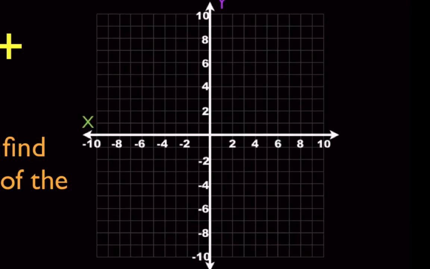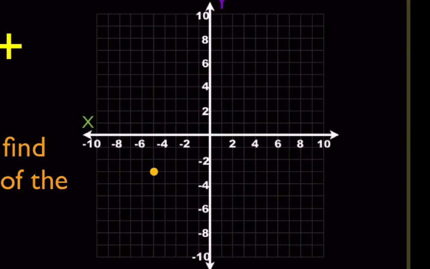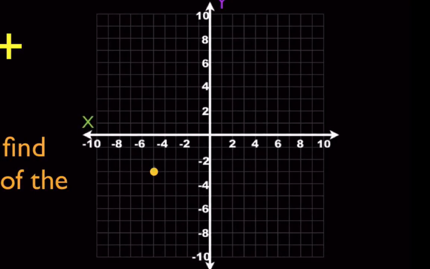All right, so what we're going to do is we're going to go ahead and get started here. So the first point you should have plotted would be (-5, -3), 5 to the left, 3 down. Okay, next our slope is really 2/1, which means I'm going to go up 2 and right 1.